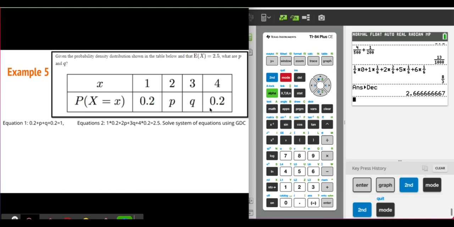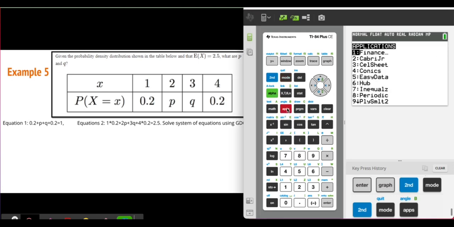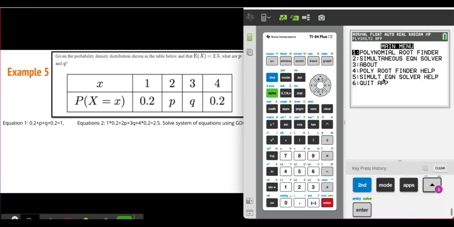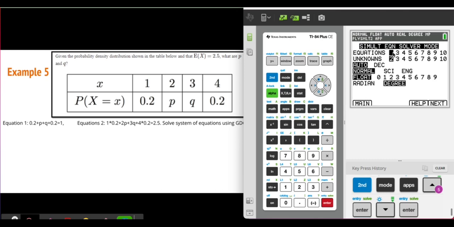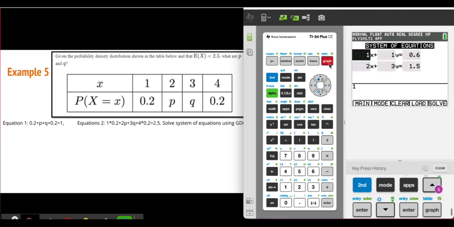In order to put this into your calculator, you're going to go on apps and you're going to scroll up or down to the 9th option, which is Polysim 2. And here you're going to see many options. We want to do the second one, which is simultaneous equation solver. We have, in fact, two equations, two unknowns. The rest of the information is asking if you want your answer in decimal or in scientific notation, and then degrees or radian, we don't really need that for now because we're not doing trigonometry. And then we click on next.